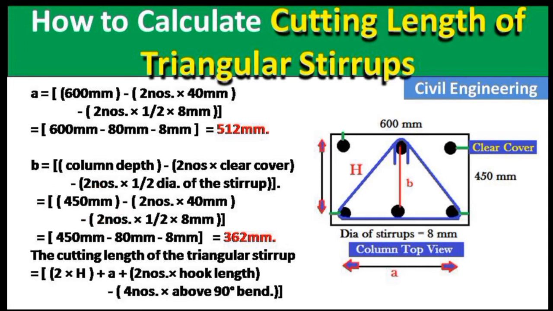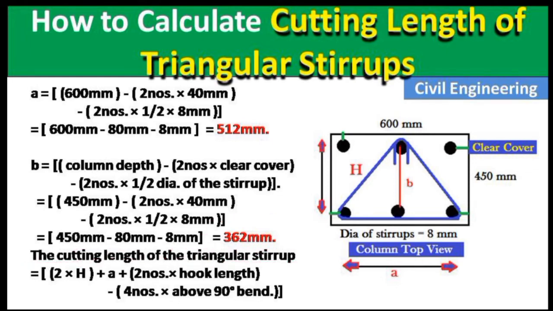After that we have to subtract two numbers into clear cover, which is 40 mm, and again we have to subtract from this side half diameter and this side half diameter. So after putting all this value we will get 450 minus 80 minus 8, and we will get 362 mm. Now the cutting length of the triangular stirrups.